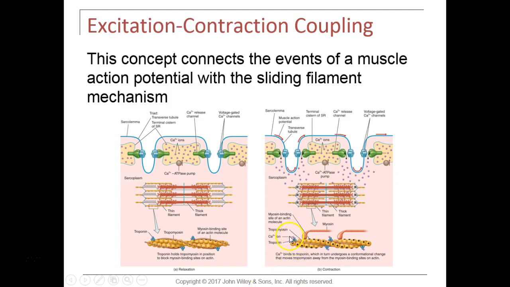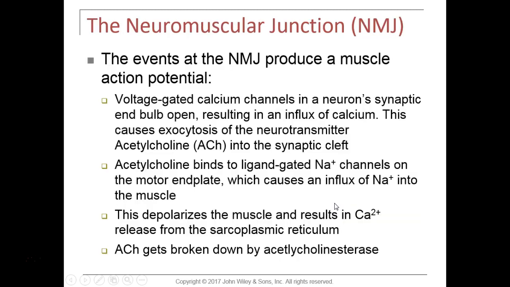The second that calcium binds to troponin, it causes tropomyosin to move out of the way of the myosin head binding sites, and it allows the myosin head group to bind to the thin filament and pull on it towards the M-line, which brings about contraction. So that's a little summary chart for a portion of our story.